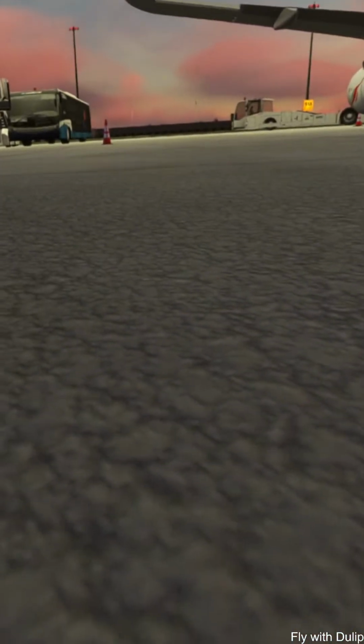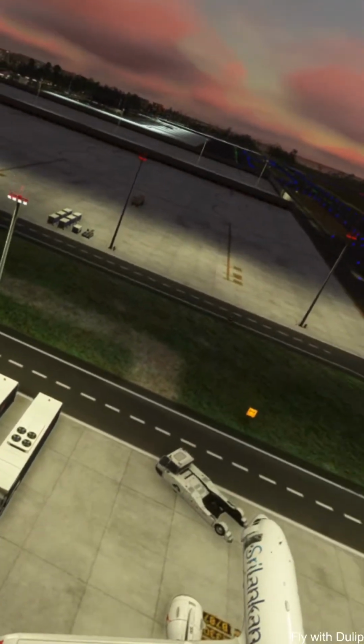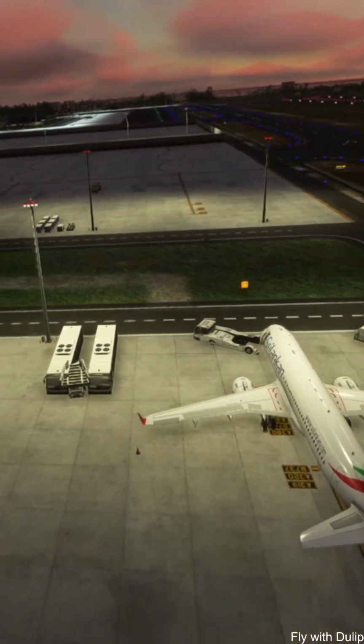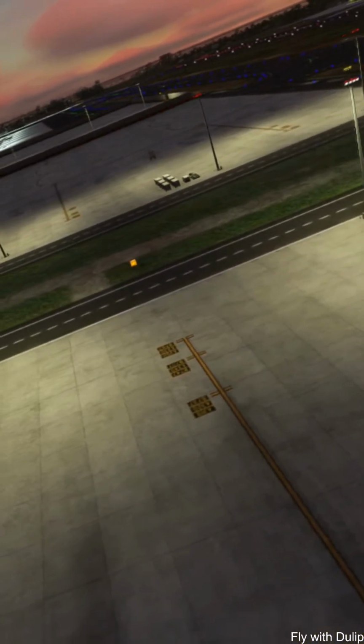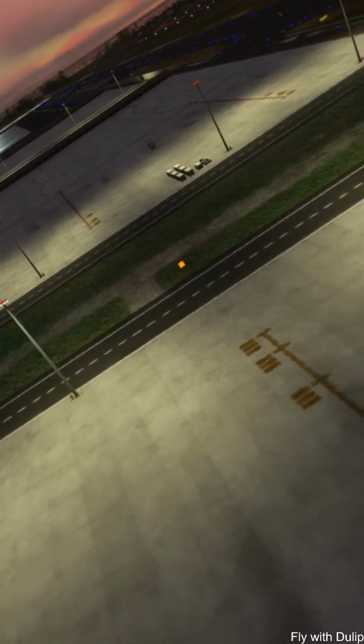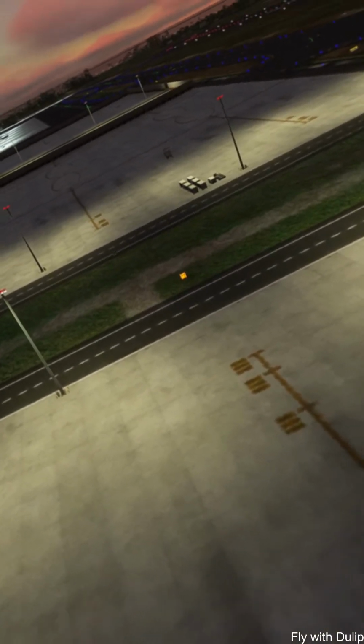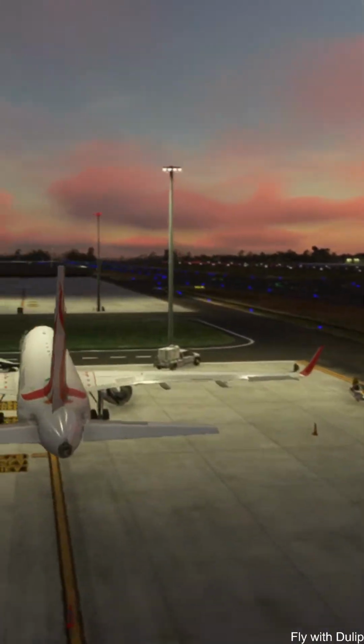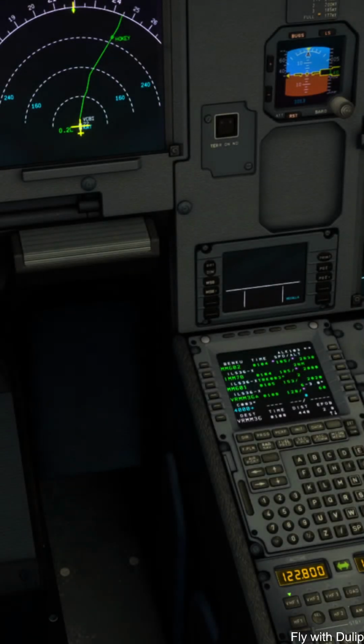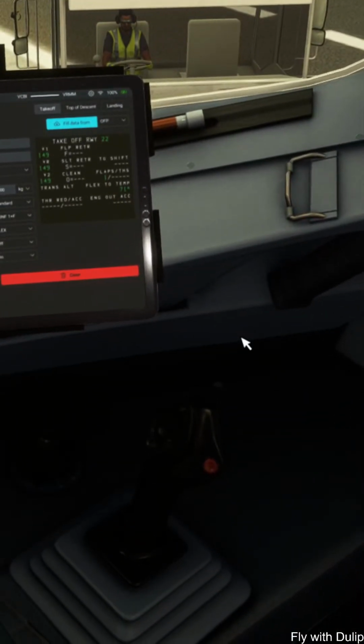Right now the APU is not turned on, but let's find out what else we can see over here. Okay, our external check is done. Let's quickly go through the internal checks.